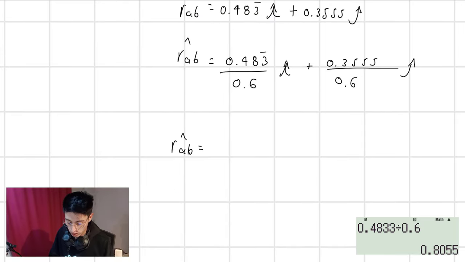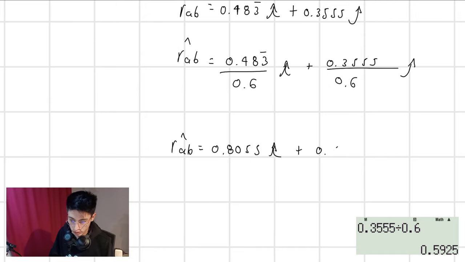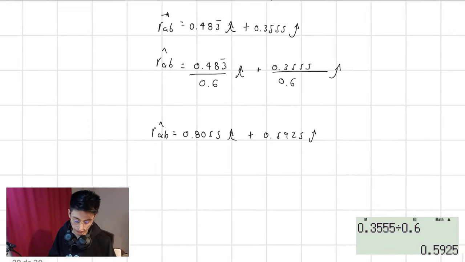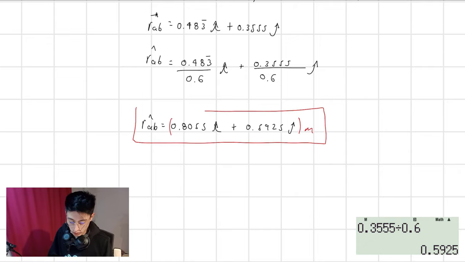The unit vector RAB is equal to 0.8055 for the first component. Regarding the second one, 0.3555 plus 0.5925 j direction. This is in meters. And right here, guys, we have the final answer for the exercise.